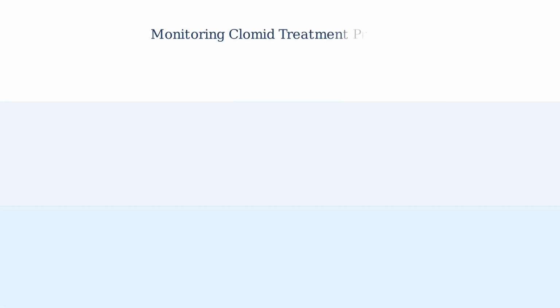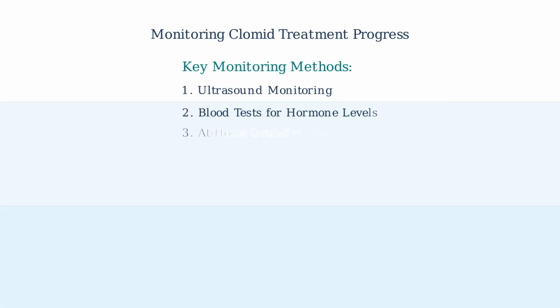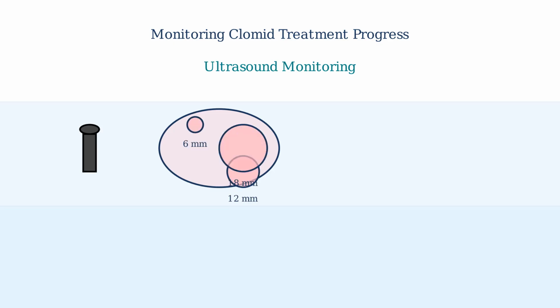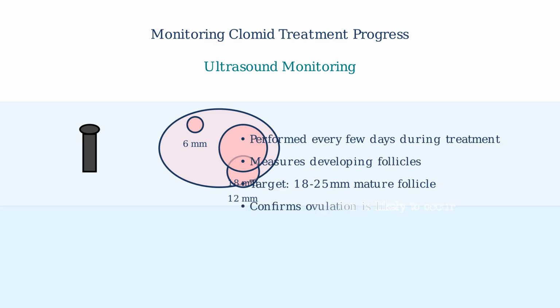Monitoring the progress of Clomid treatment is essential to determine its effectiveness and optimize timing for conception. Ultrasound monitoring is a key method to track follicle development. Transvaginal ultrasounds are performed every few days during the treatment cycle. The doctor measures the size of developing follicles. A mature follicle typically reaches 18 to 25 millimeters before ovulation occurs. This helps confirm that Clomid is stimulating proper follicle growth.